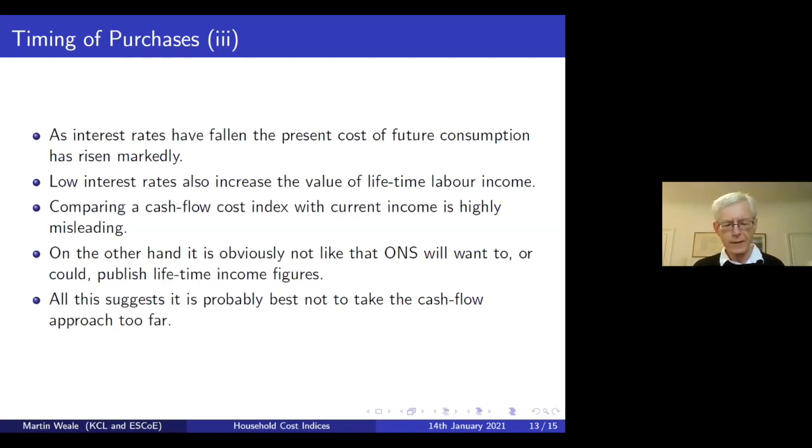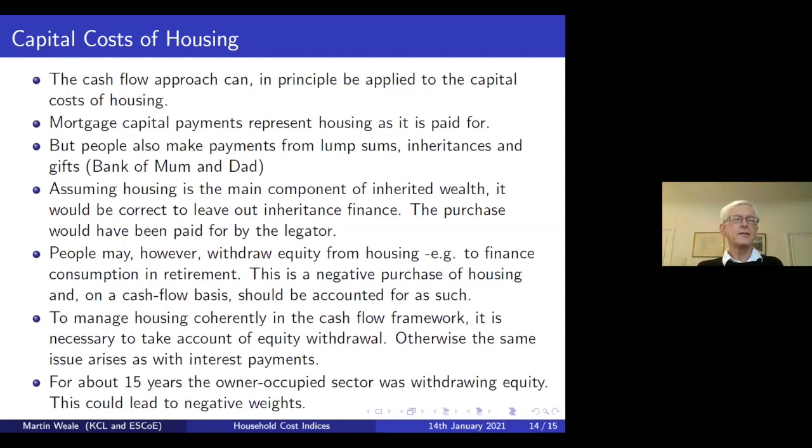Let me wind up with some thoughts on the capital cost of housing. The previous national statistician, John Pullinger, did commit the ONS to producing a measure of costs which reflects capital costs of housing. Now, you can apply the cash flow principle to housing just as much as you can apply it to anything else. Mortgage capital payments reflect housing as it's paid for, but people also make payments from lump sums, inheritances, and gifts. And if housing is the main component of inherited wealth, then it would make sense to leave out inheritance finance, because the purchase would have already been paid for by the legator.